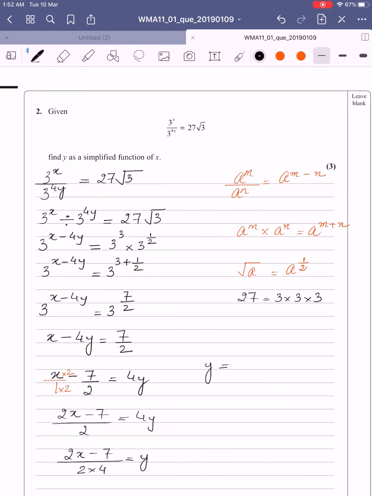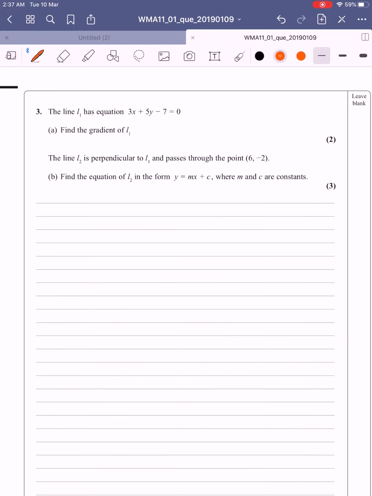Question number 3. The line L1 has equation 3x plus 5y minus 7 is equal to 0. Find the gradient of L1. We already know if the equation of a line is given in the form of y is equal to mx plus c, then the coefficient of x, which is m, is the gradient of the line.